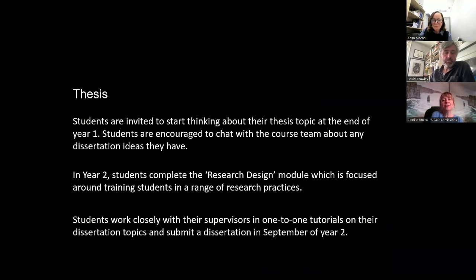So the thesis: towards the end of year one, students are encouraged to start thinking about what they would like to write their thesis on. They would be encouraged to chat to members of the course team about any ideas that they had. Through the taught elements of the program, students are given the tools to approach any topic. But then when they start their thesis, they're really well supported by their supervisor. They're assigned a supervisor, and they would have one-to-one meetings with that supervisor over the course of the process.